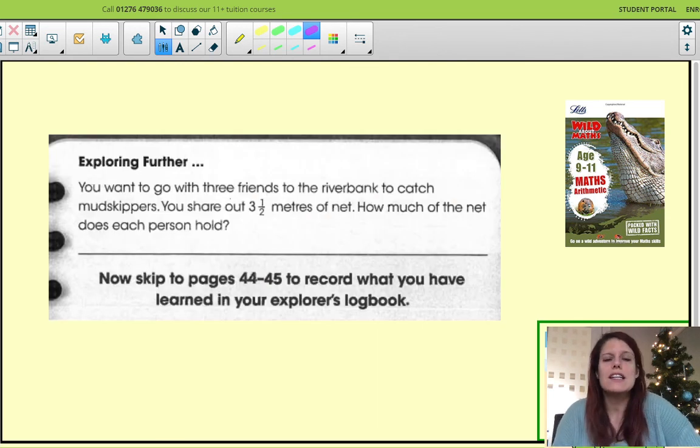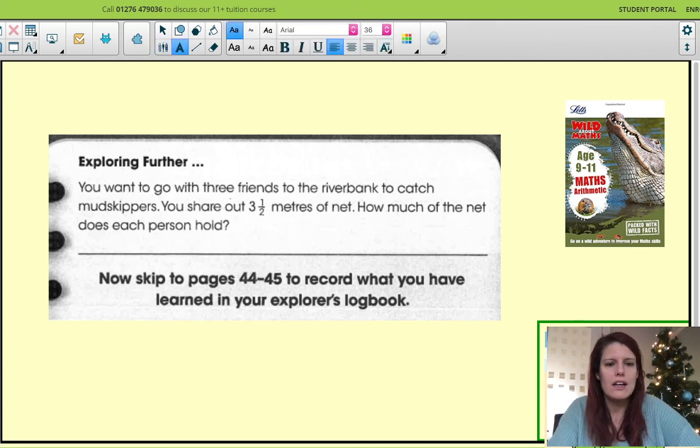And finally, exploring further. You want to go with 3 friends to the riverbank to catch mud skippers. You share out 3.5 meters of net. How much of the net does each person hold? So you're going with 3 friends. That means there's 4 of you.